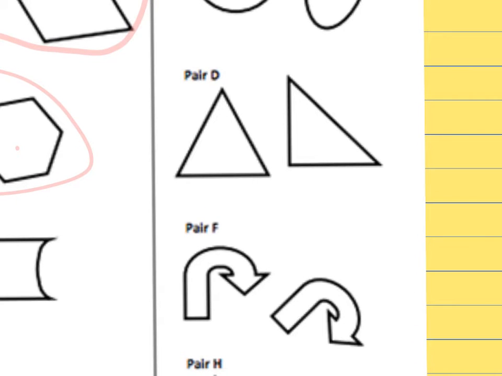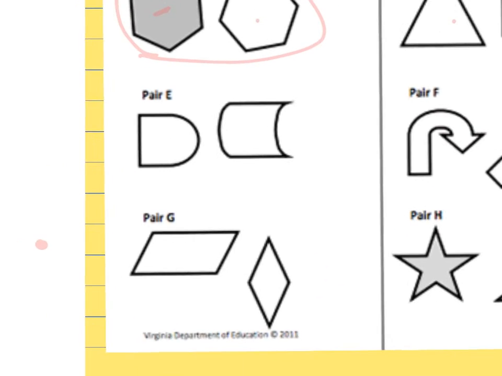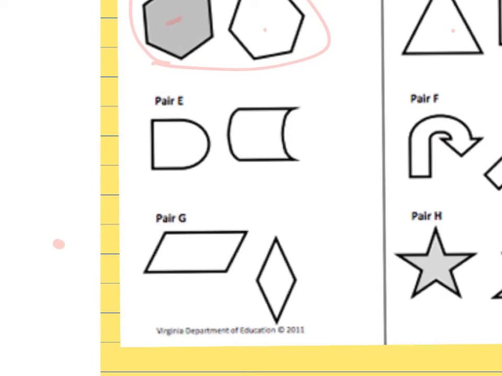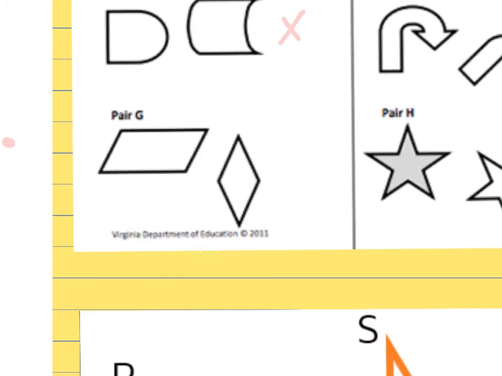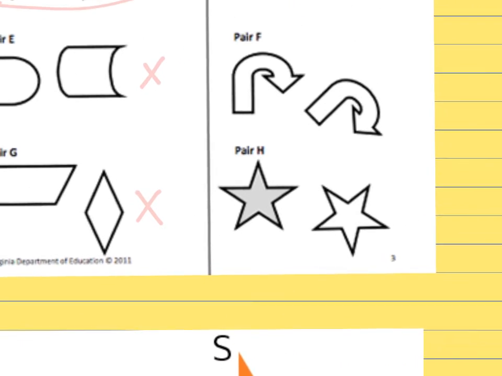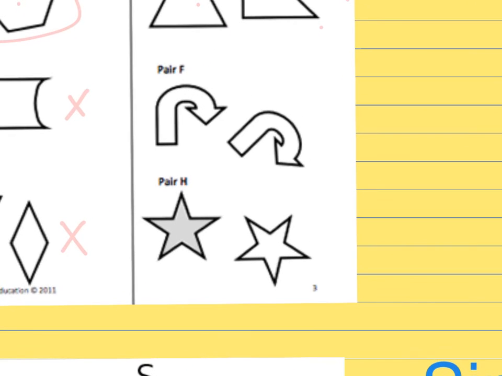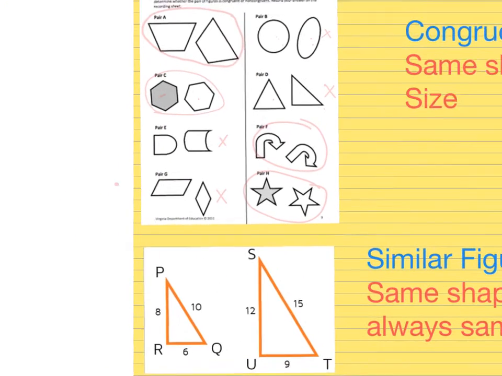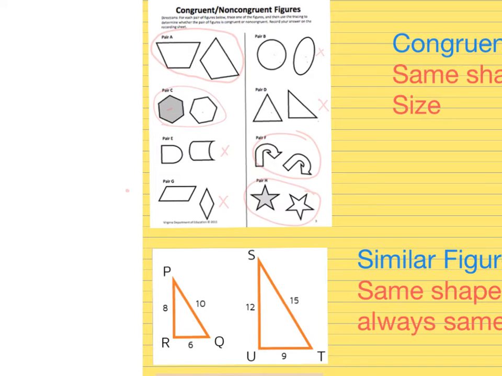How about this one? Obviously not, right? This is an equilateral triangle and this is a right triangle. They have nothing to do with each other. Well, with pair E, not at all. What about pair G? Well, it's obvious that they are not congruent. They don't have the same shape. What about pair F? Yes. And what about pair H? Well, it's another yes. So here we can define congruent figures and those that are non-congruent figures.